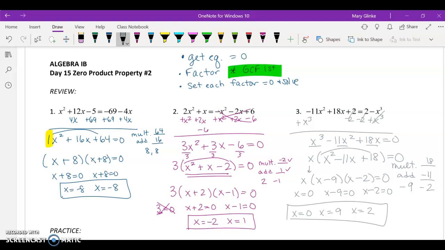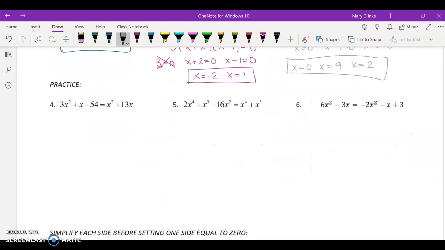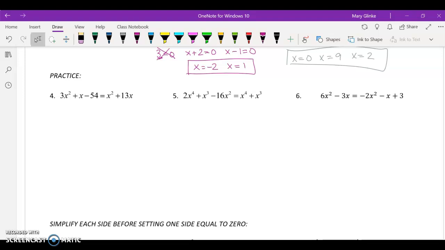So that's the gist of it. What I'd like you to do is go ahead and try 4, 5, and 6 by pausing it first. And then when you're done, you can come back here to listen to the explanation.